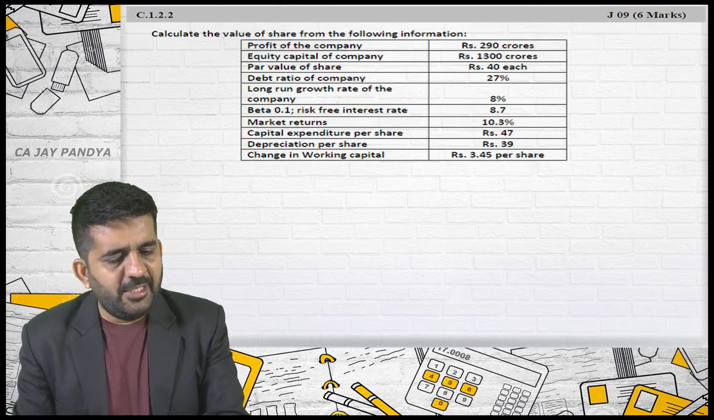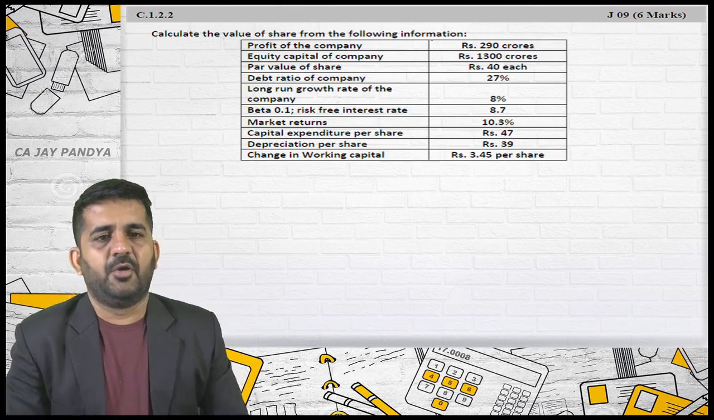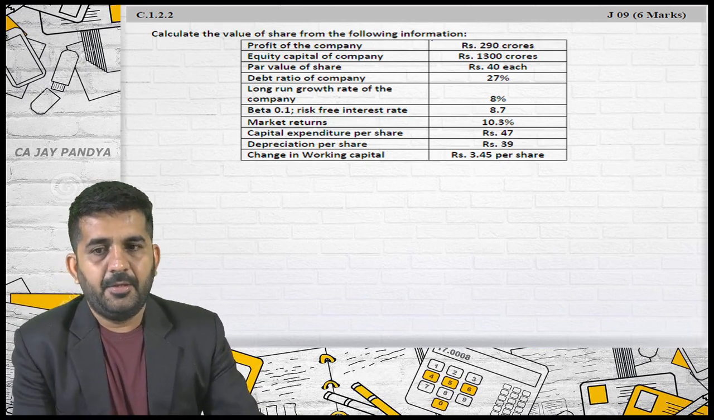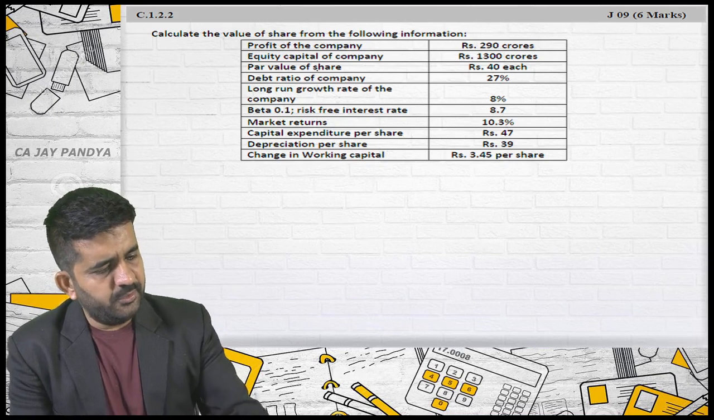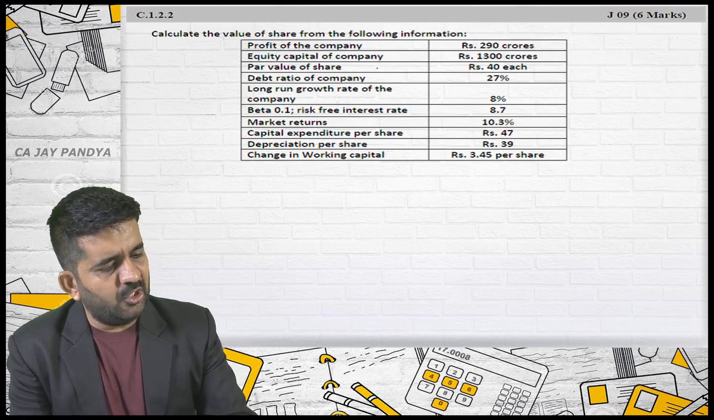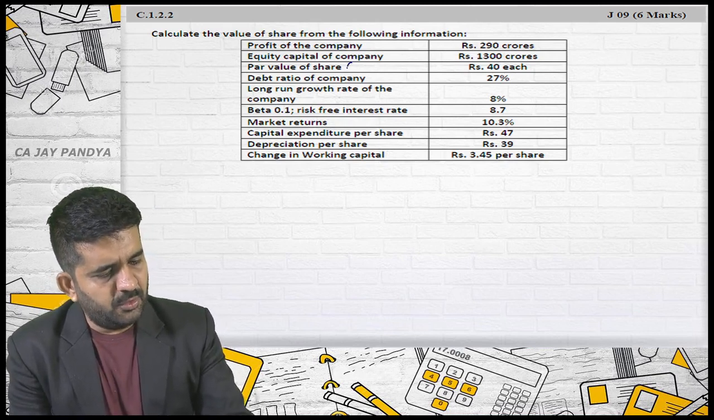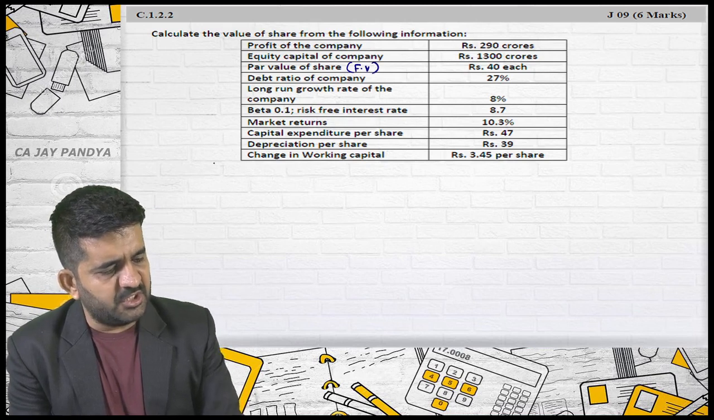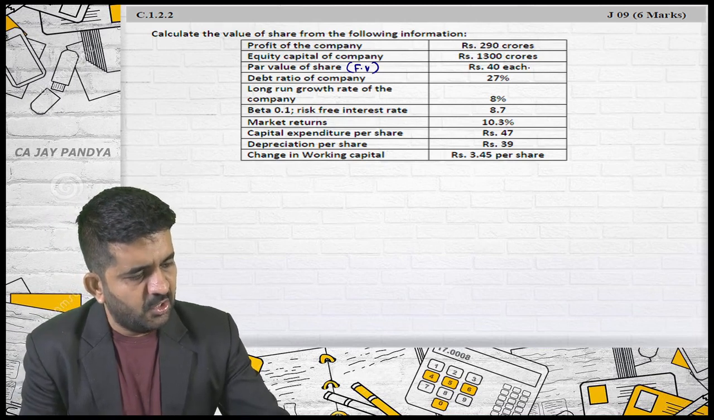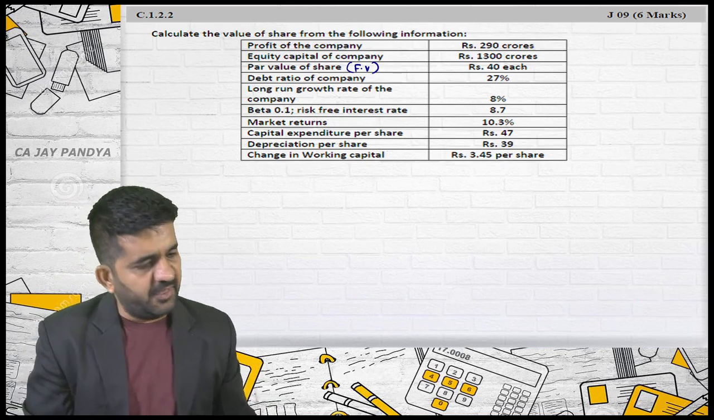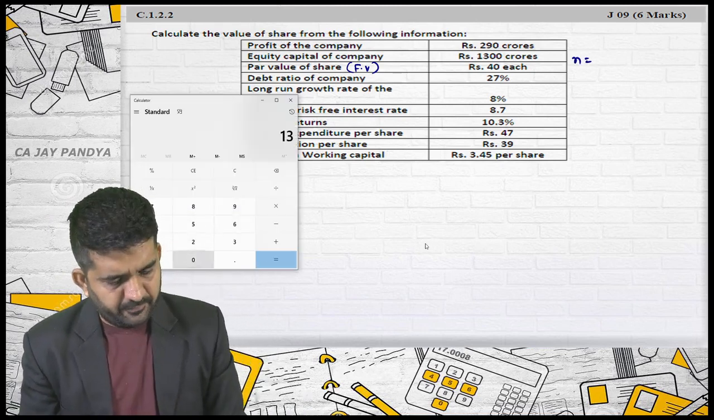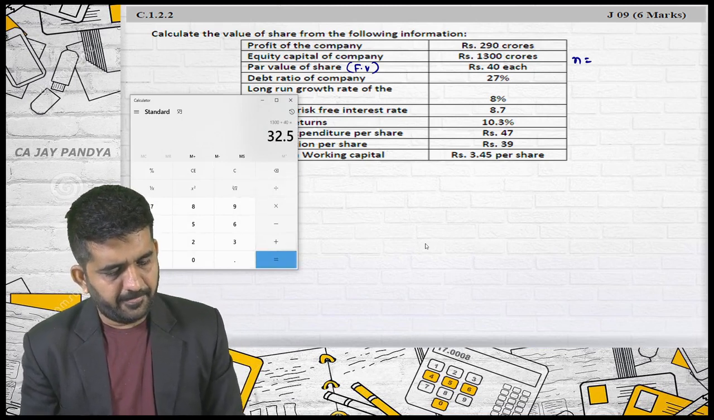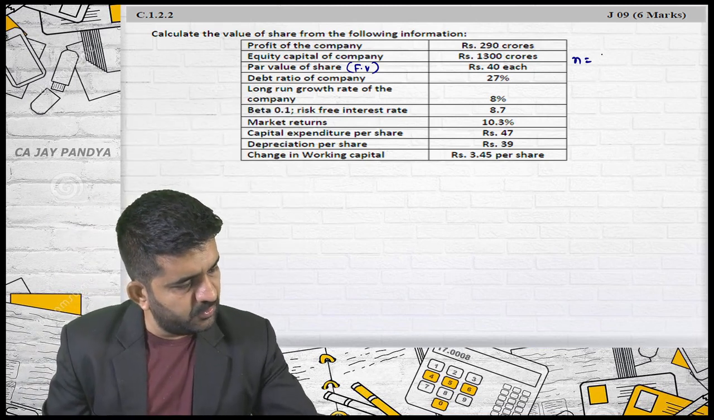1.2.2. Calculate the value of the shares from the following information. Profit of the company is 290 crore. Equity capital of the company is 1300 crore. Par value, the face value of the share, is rupees 40 each. Let me find out the number of shares. It will be 1300 divided by 40. It is 32.5 crores.